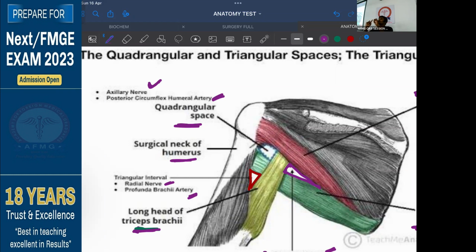There are two arteries which go around the surgical neck of the humerus. The one which goes from the front will be called the anterior circumflex humeral artery. The one which goes from the back will be called the posterior circumflex humeral artery, and they form a network over there. No issues with this, anybody? So that's the important funda. So if there is surgical neck of humerus fracture, not only the axillary nerve will be damaged, but also the circumflex humeral arteries will be damaged. Anterior, posterior, circumflex humeral arteries will also be damaged.